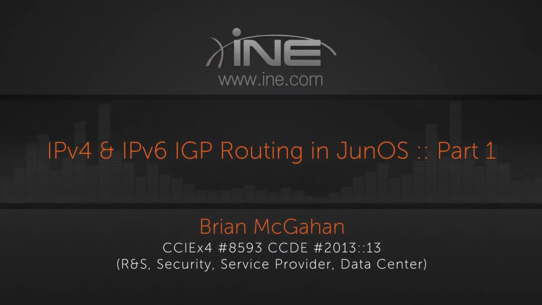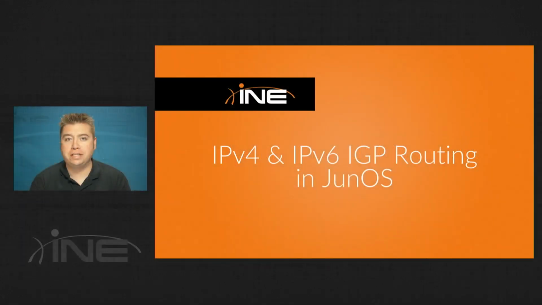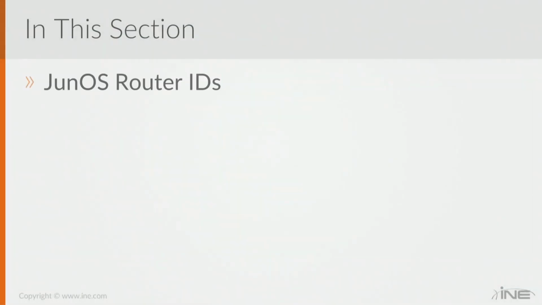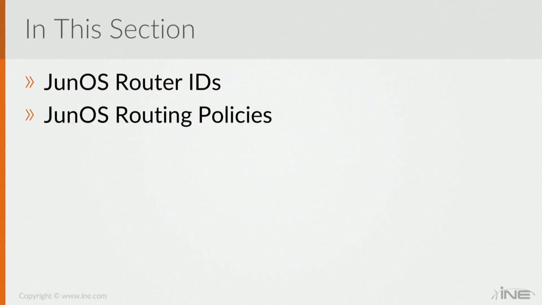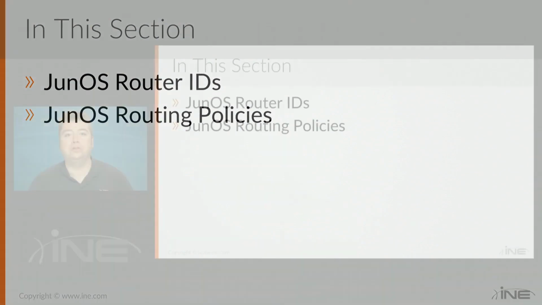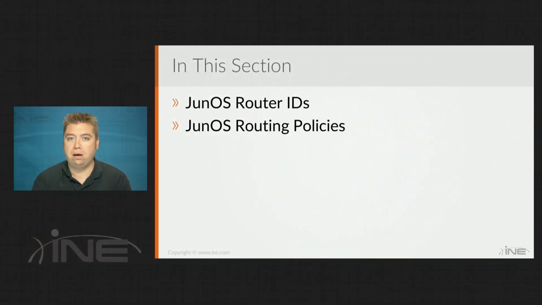So in our next section, we're going to begin our discussion of interior gateway protocol routing, or IGP routing, in JunOS, both for IPv4 and for IPv6 address families. We'll talk a little bit about the router IDs in JunOS. As I mentioned before, there's a difference as to where you set these as compared to iOS. This is going to be once global for the entire system. We'll also talk about routing policies and then how these are used to implement filters both inbound and outbound.